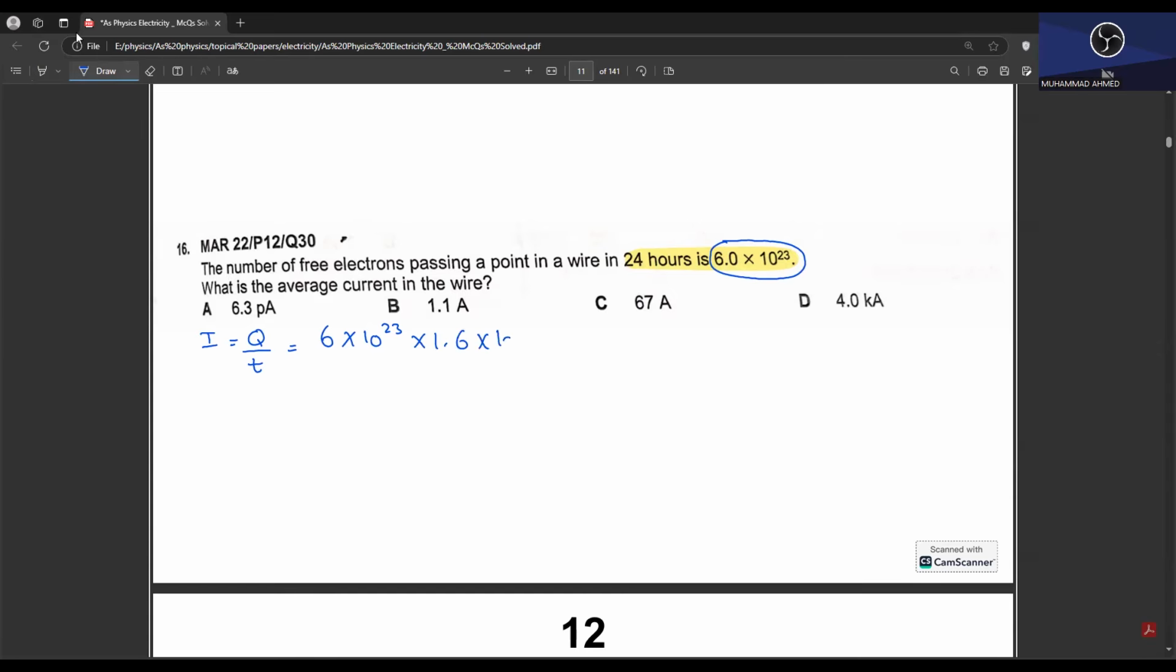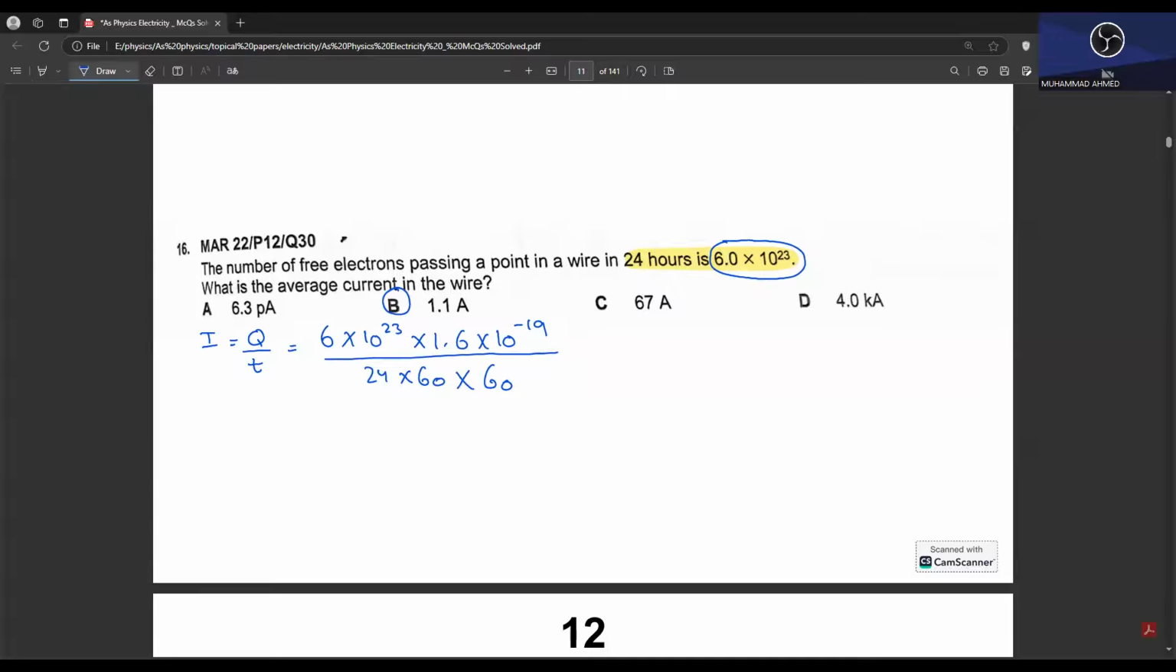1.6 into 10 raised to the power of minus 19, divided by the time, that is 24 hours: 24 into 60 minutes in each hour into 60 seconds in each minute. Let's calculate this. 6 into 10 raised to the power of 23 multiplied by 1.6 into 10 raised to the power of minus 19, divided by 24 into 60 into 60. The answer comes out to be 1.1 ampere. B is your answer. The answer to 11 in the marking scheme is B as well.